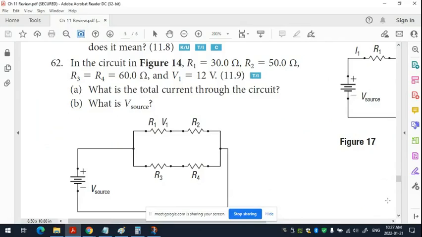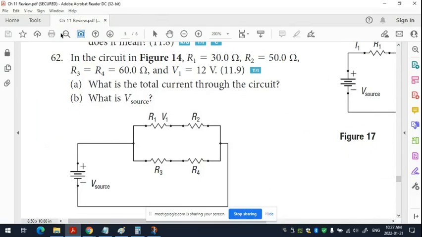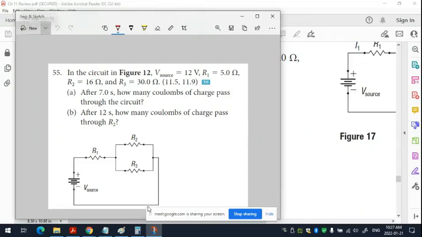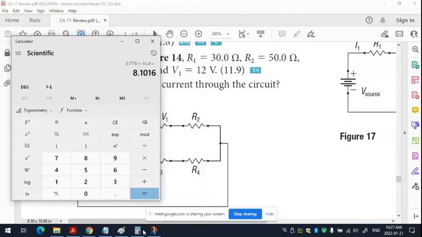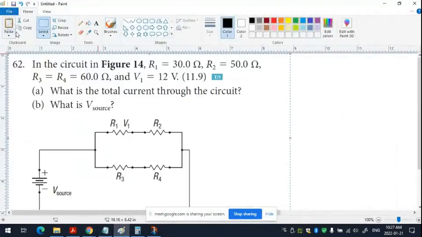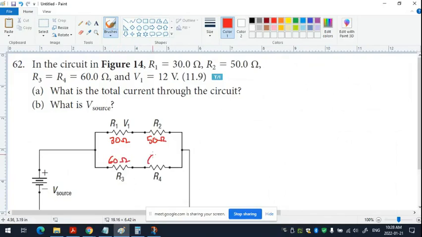Can we just combine both the top ones and bottom ones? Yeah, we can. Okay, let's do this one together. I'm going to snip right now. Okay. File new. All right. Let's put some numbers. This one is 30 ohms. This one is 50 ohms. This one is 60 ohms. 60 ohms. Anything else? V1 is only what?